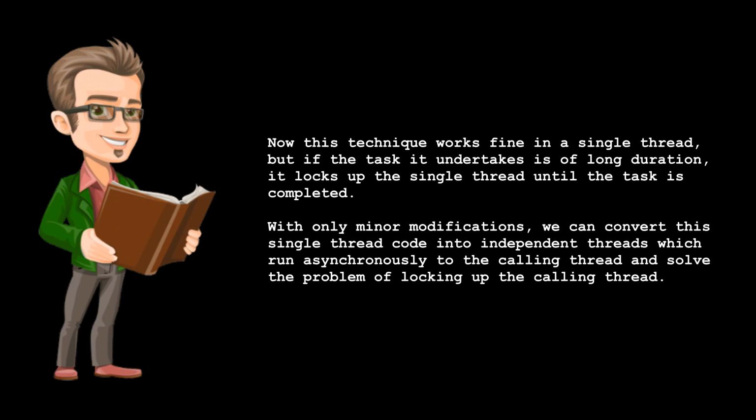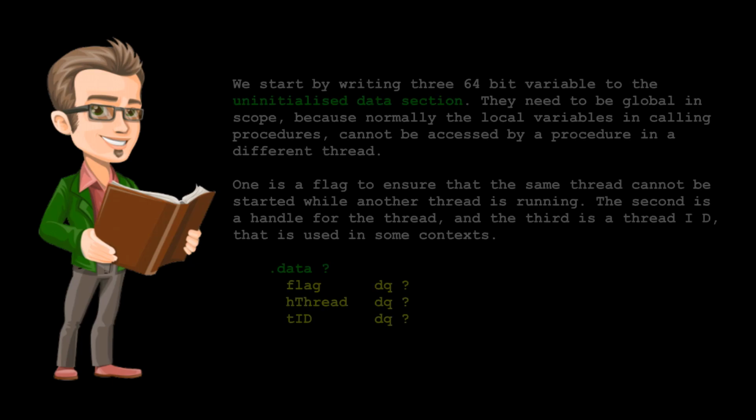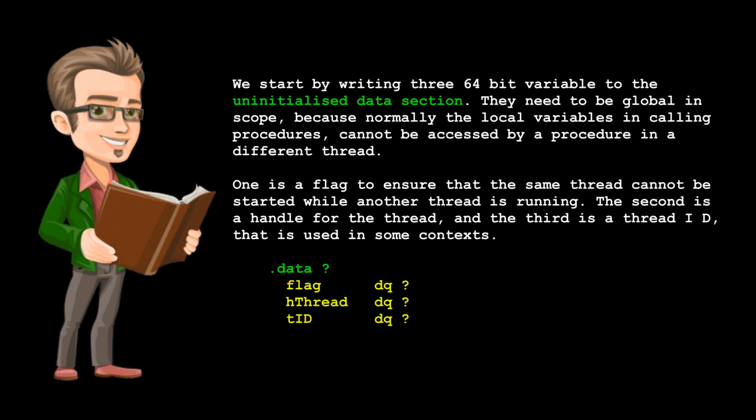With only minor modifications, we can convert this single thread code into independent threads which run asynchronously to the calling thread and solve the problem of locking up the calling thread. We start by writing three 64-bit variables to the uninitialized data section. They need to be global in scope, because normally the local variables in calling procedures cannot be accessed by a procedure in a different thread. One is a flag to ensure that the same thread cannot be started while another thread is running. The second is a handle for the thread, and the third is a thread ID, that is used in some contexts.